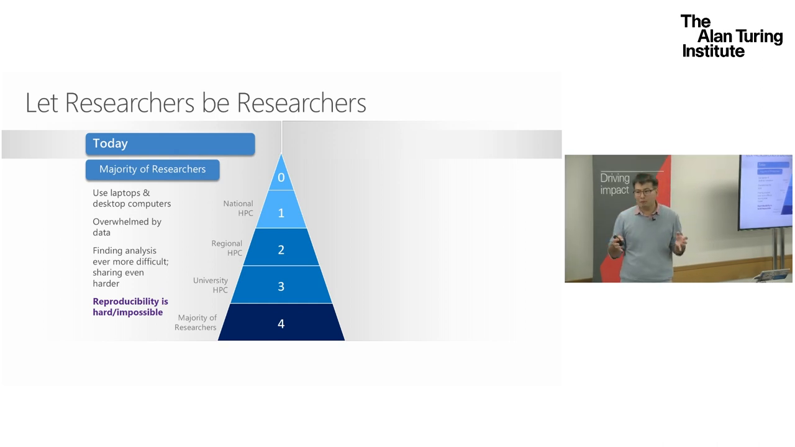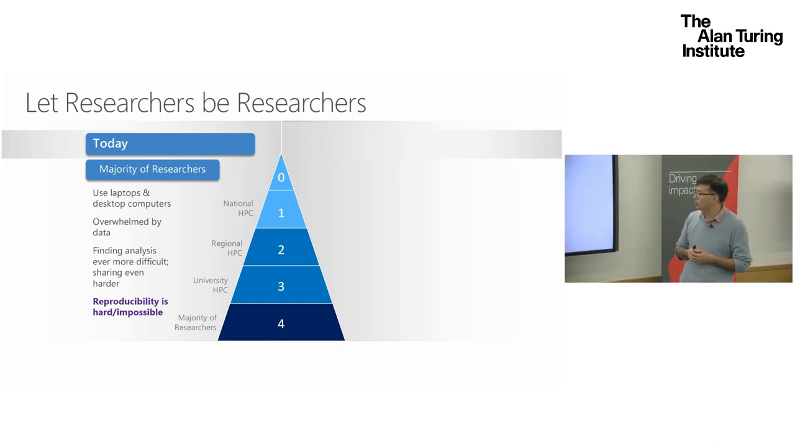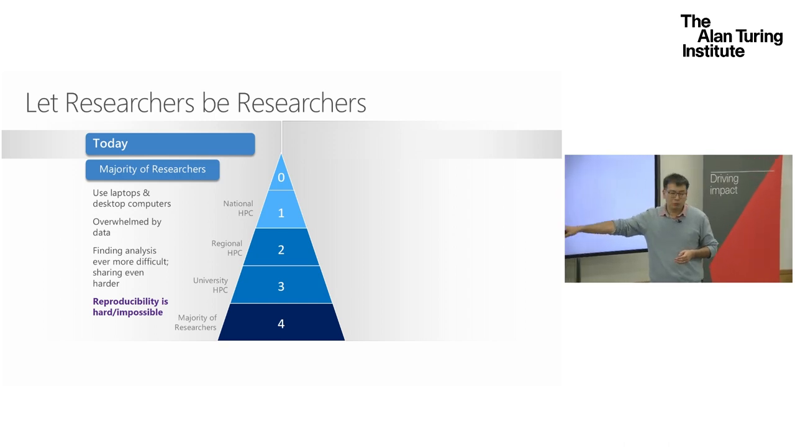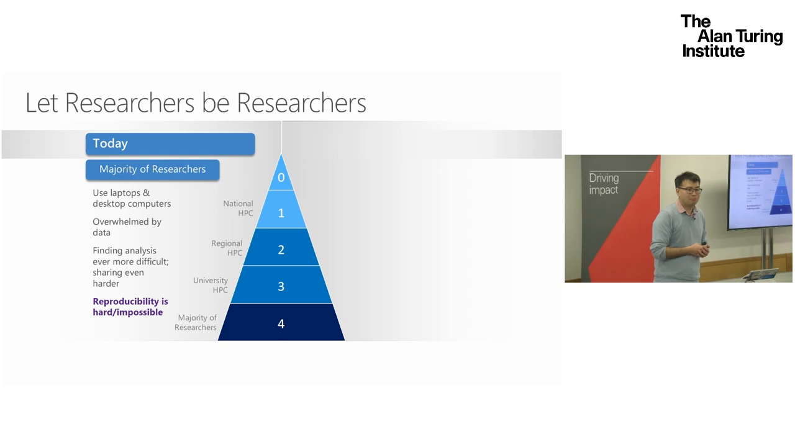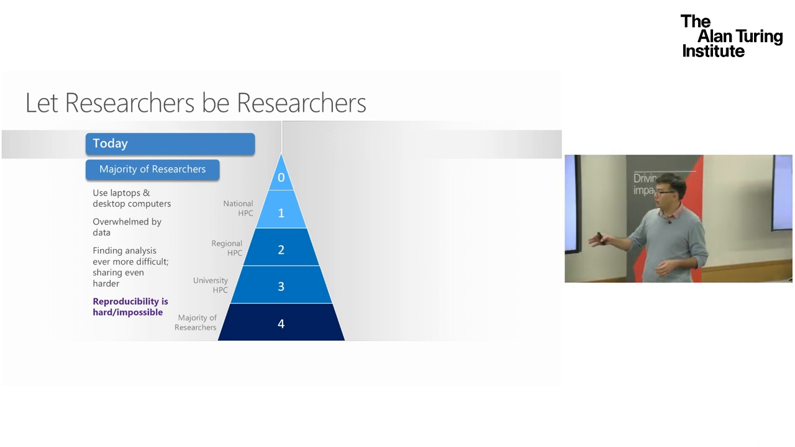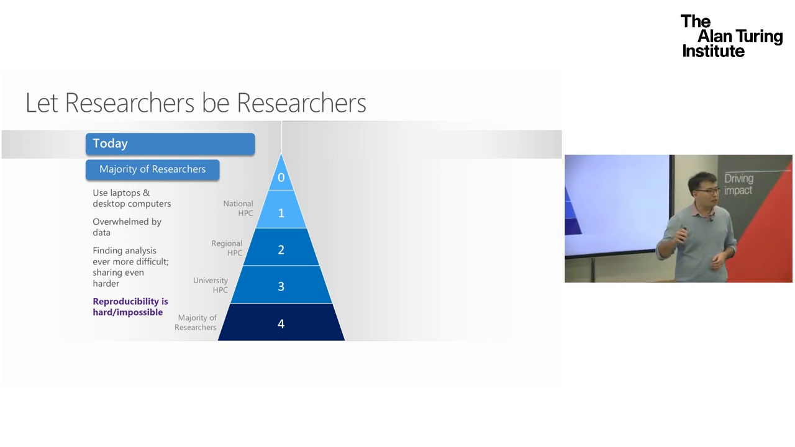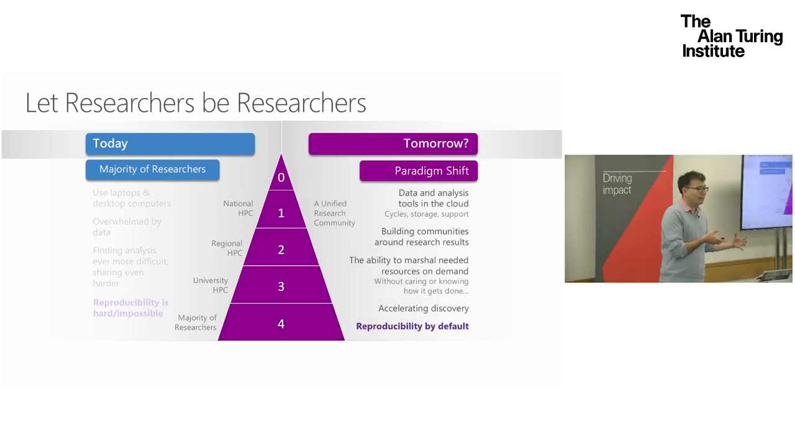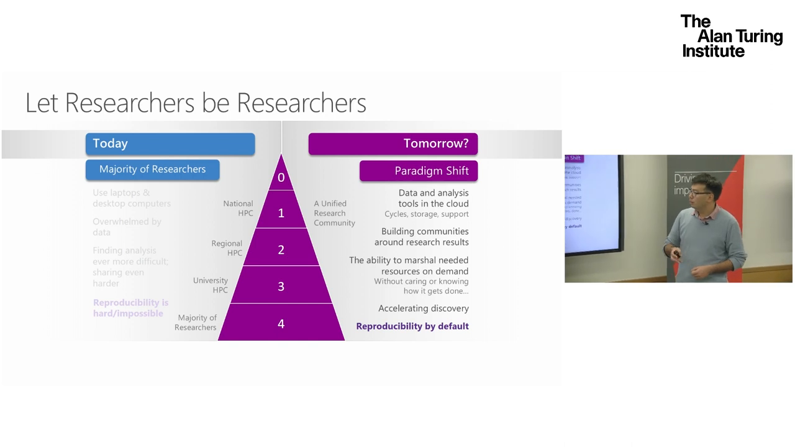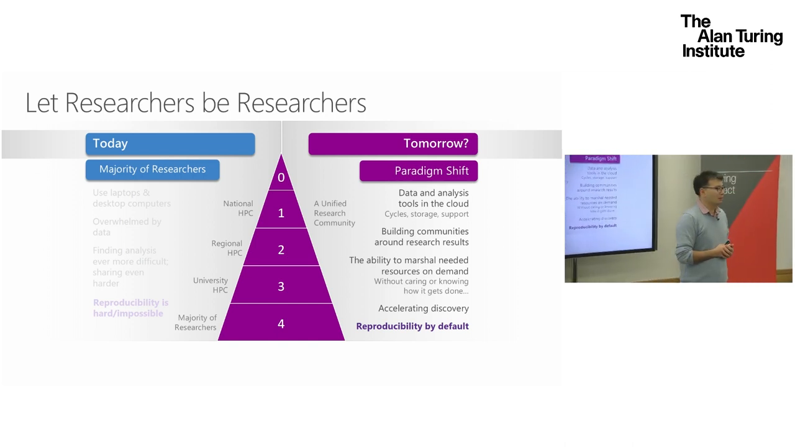But by far the majority of researchers are here. These are what we call Tier 4, which is a researcher who's at their desk with a laptop. And for them, cloud computing is potentially revolutionary, because it gives them access to the same scale of compute as anyone else.